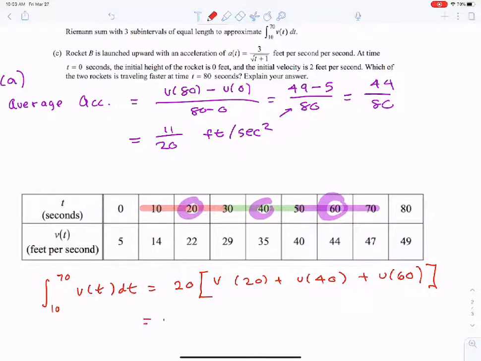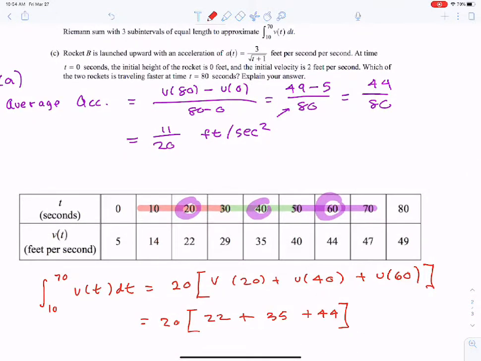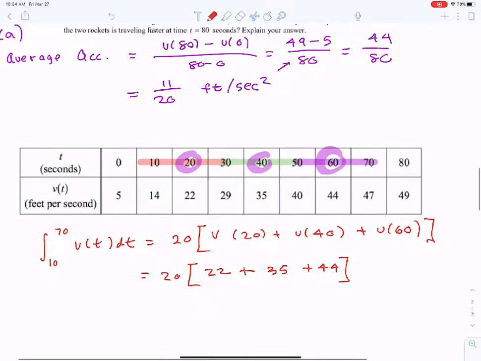So this gives me 20 times v of 20, which was 22, v of 40 was 35, v of 60 is 44. And did they ask for units or anything? Use correct... Oh, I have to explain the meaning. Okay, so that's my value. Let me just go back. In terms of the rocket's flight, use the midpoint. Okay, so now let's go through and explain this meaning.